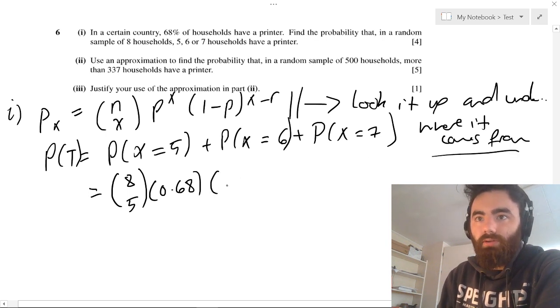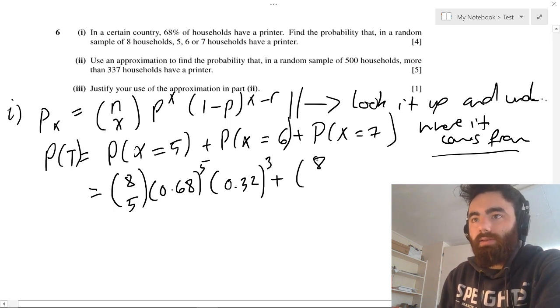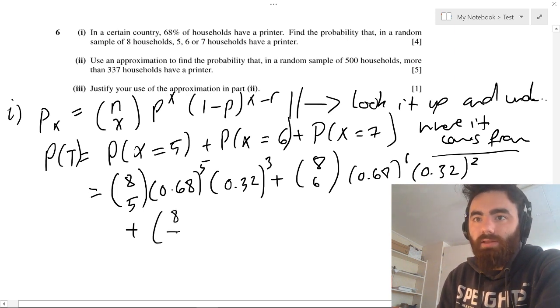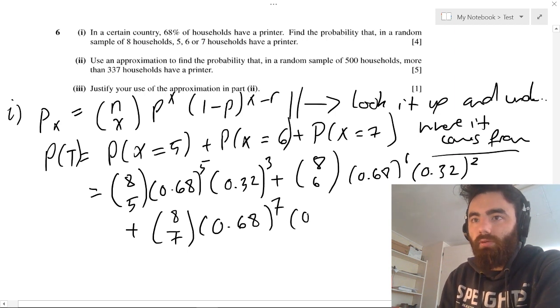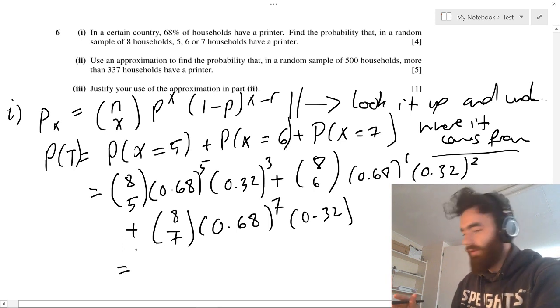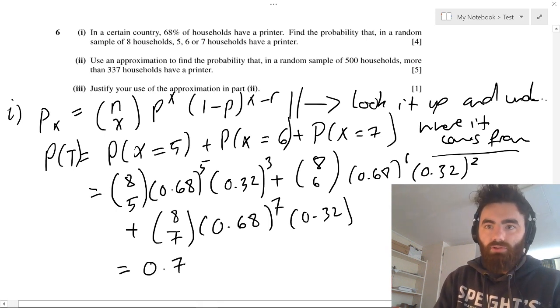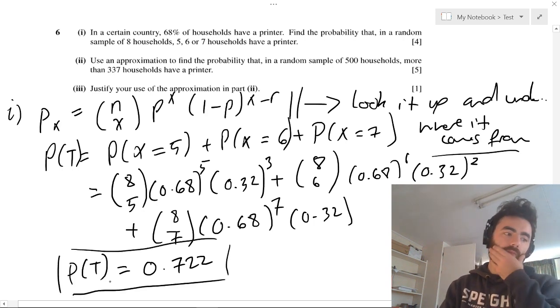Understand where it comes from. Don't just use it. It'll make your life so much easier. So the power of x, which is 5, and this is 3, plus 8 pick 6 times 0.68 to the 6 times 0.32 squared, plus 8 pick 7 times 0.68 to the 7 times 0.32. And that'll give you an answer of, let's calculate this one, 0.722. So that's the total probability.